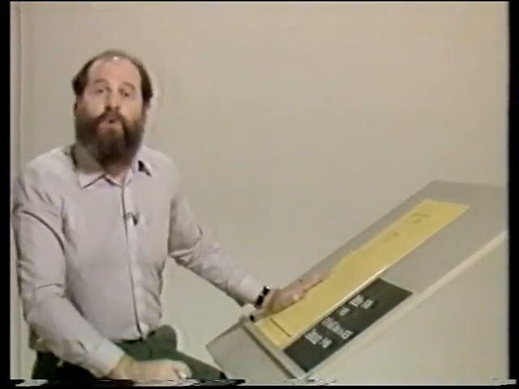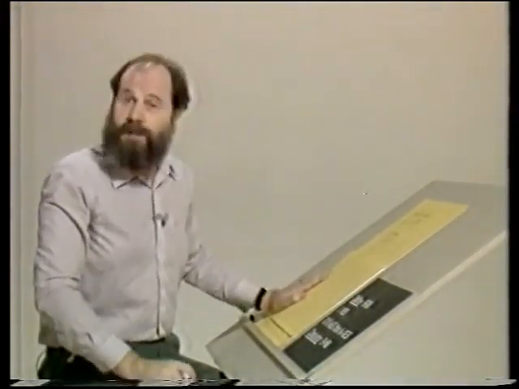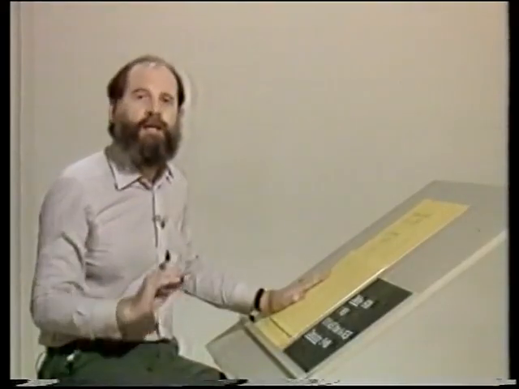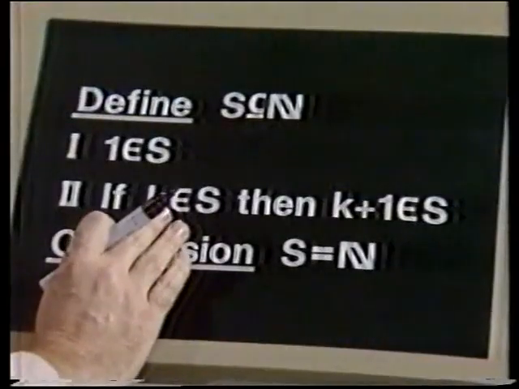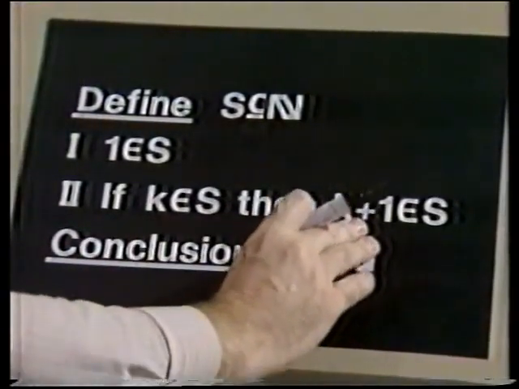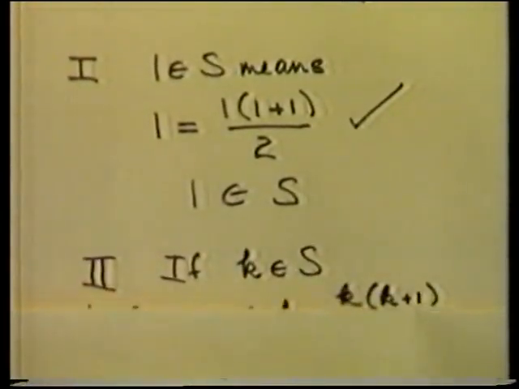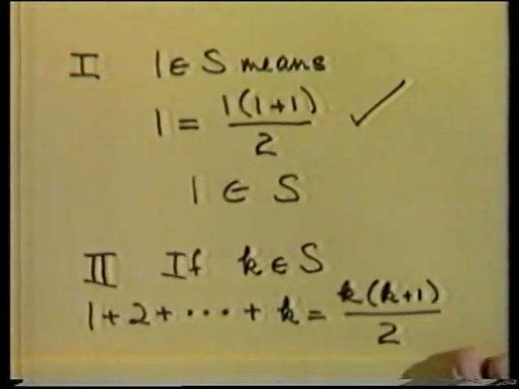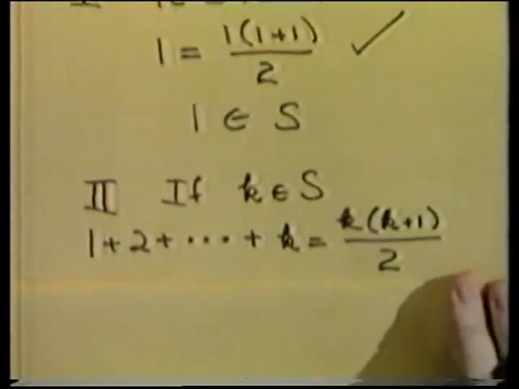So now we know what "k belongs to S" and "k plus 1 belongs to S" mean. Let's get down to verifying step 2. We have to show that if k belongs to S, then k plus 1 belongs to S. Well, if k belongs to S, then this is true. This is what I should call the induction hypothesis.